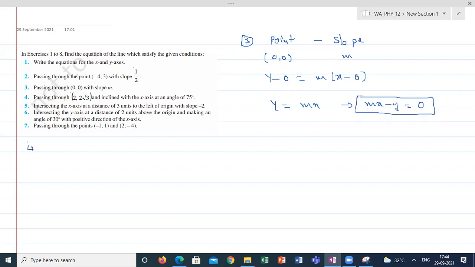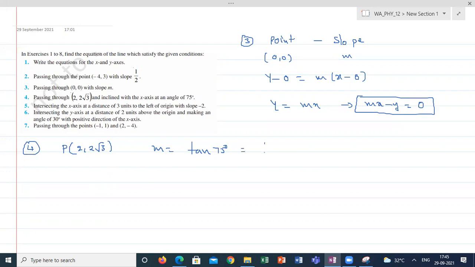Fourth question. Equation of a line passing through (2, 2 root 3) and making an inclination with the x-axis at an angle of 75 degrees. So m is equal to tan 75. How to do this question? If you are able to remember tan 75 straight away, you can do it. If you are unable to remember, what do you have to do?